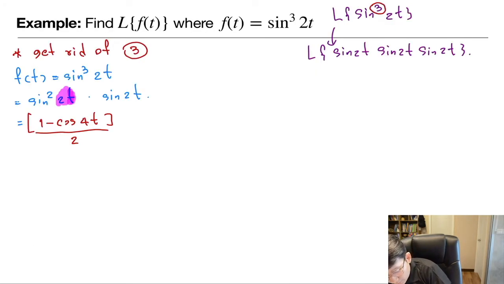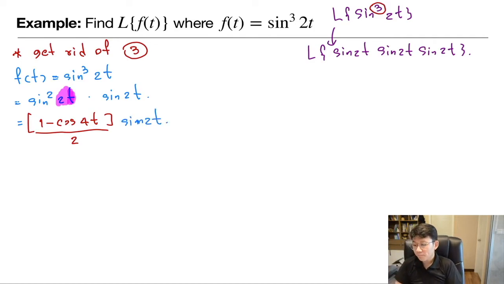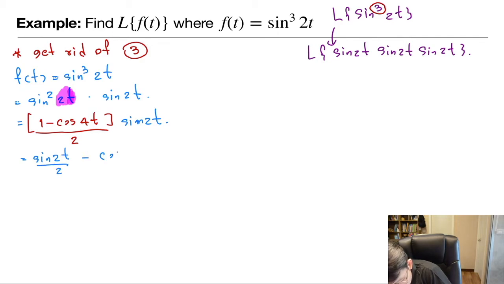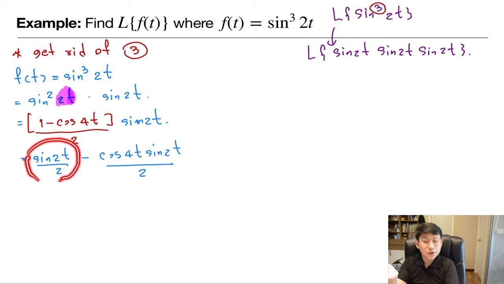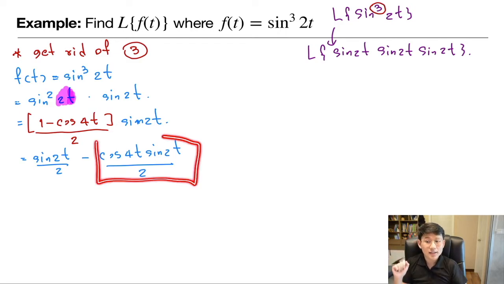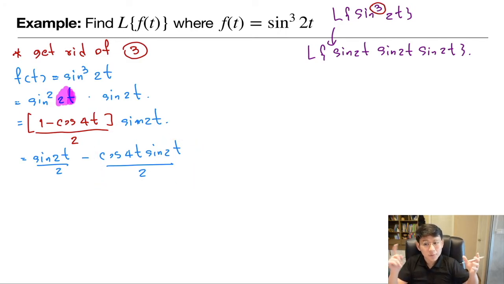And then here we also have sine. We still have sine 2t. Make sense? So in that case, we have sine 2t divided by 2 minus cos 4t sine 2t divided by 2. Okay, guys, you can see here, if you apply the Laplace transform, it's just the Laplace transform of sine, right? It's not sine squared, it's not sine cubed anymore. But the only problem here is the second part. The second part is still the product of sine and cos, and you can't really apply the Laplace transform. So you need to somehow change that.